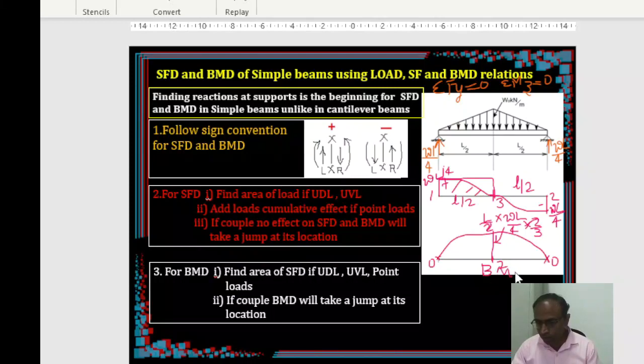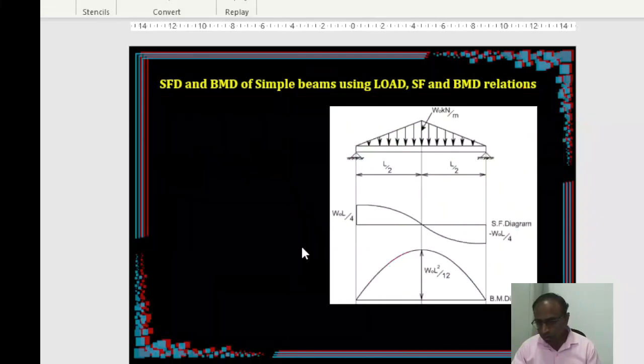So that's all. When there is a triangular load symmetrically acting like this, this is the shape and this is your SFD. So if you want to see exactly onto the scale, this is how it looks like. Right? This is how it looks like. And the WL square. Okay.